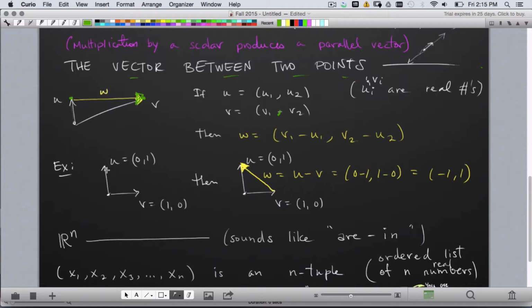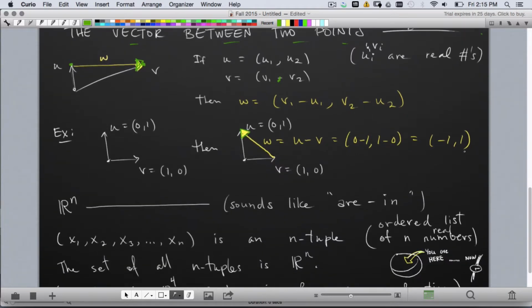So for example, if we have the vector u given by the coordinates 0, 1, and v given by 1, 0, the vector between these 2 points is this yellow vector, and if we take u minus v, it will be pointing upward. To get the one pointing downward, we would simply have to take v minus u. Those would be equivalent vectors.